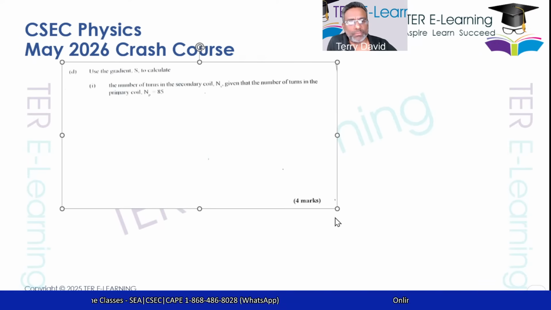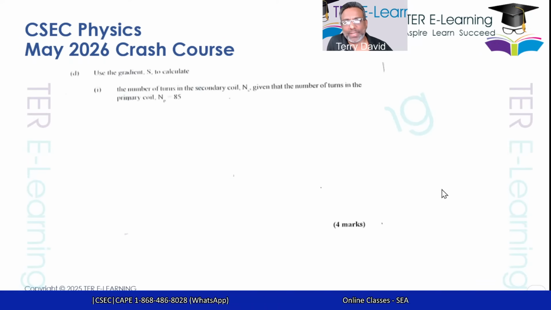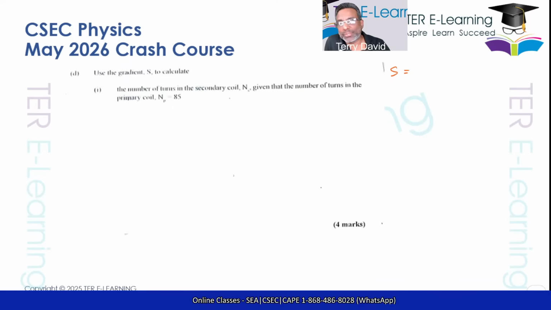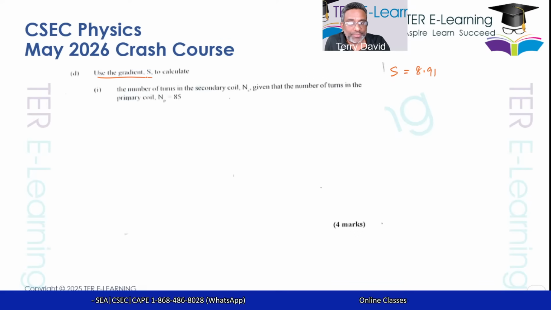All right, so everybody copy this paper. I'll have to read it for you here. Use the gradient. First, let's write down my S. My S was 8.91. So we have to use this in our calculation now. We want to calculate the number of turns in the secondary coil, given that the number of turns in the primary coil is 85. So this here is Np, and that's 85.